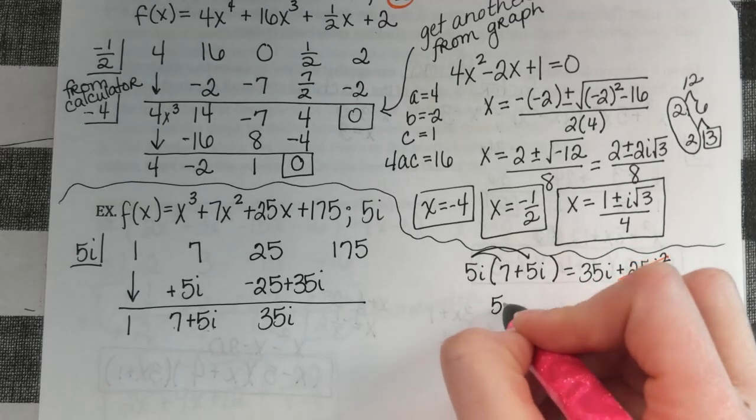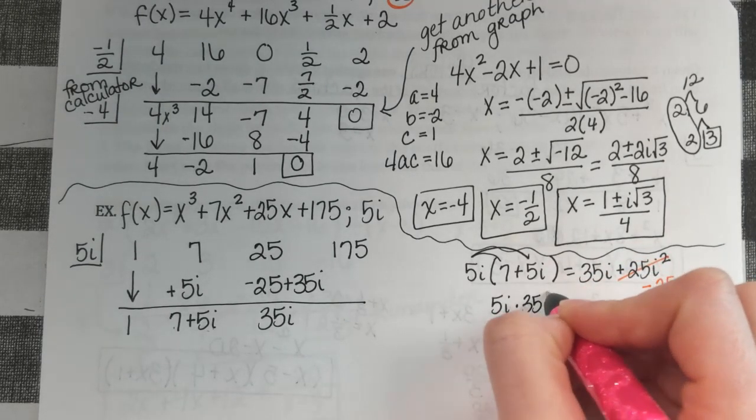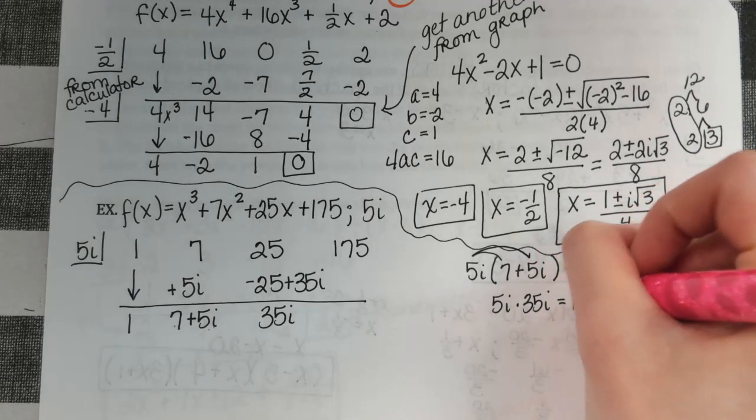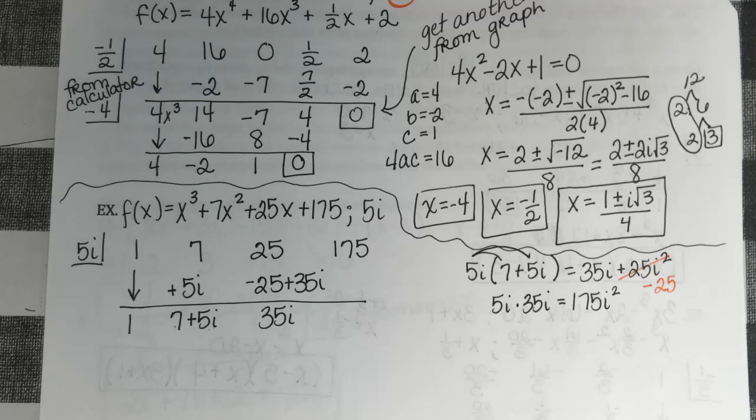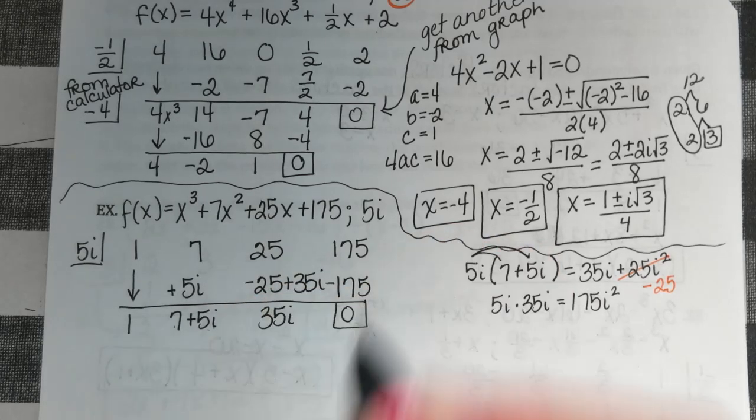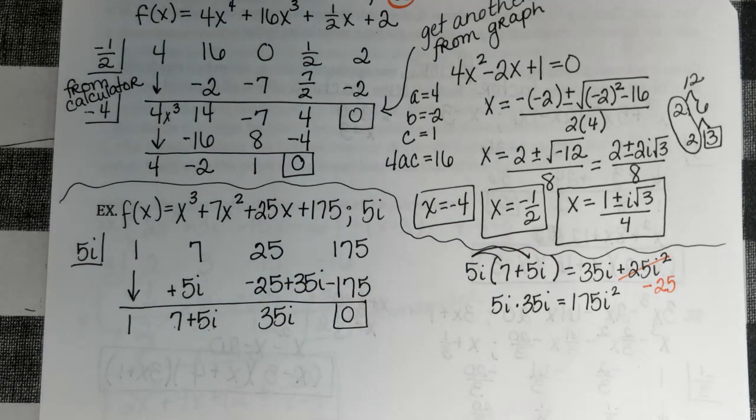So then I multiply 5i times 35i. 5 times 35 is 175, and then i squared. So 175i squared is -175. That gives me the zero I need. So I have the zero that I need, but if I wrote down coefficients here, I would have complex coefficients with imaginary terms, which I cannot have with a function, okay? No quadratic is going to look like that.